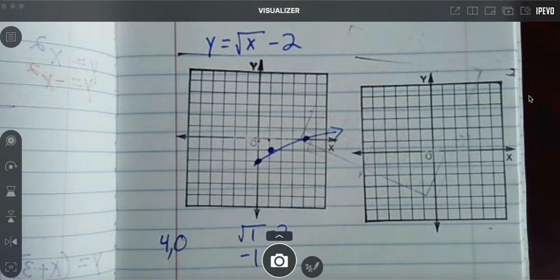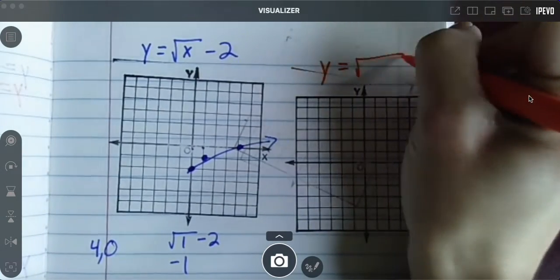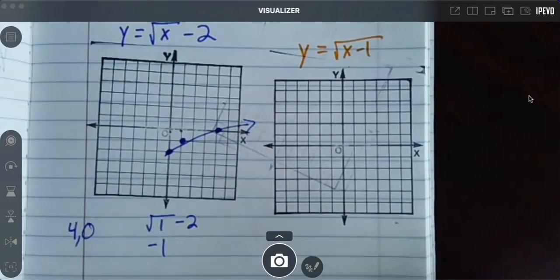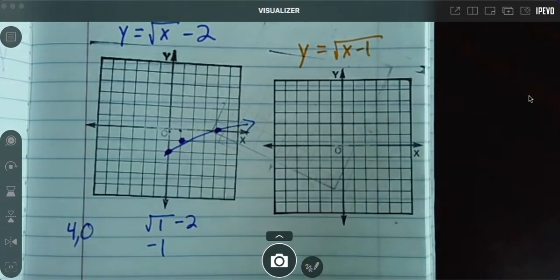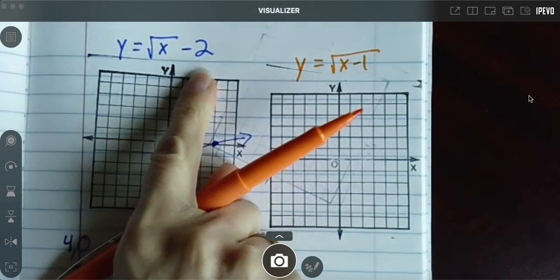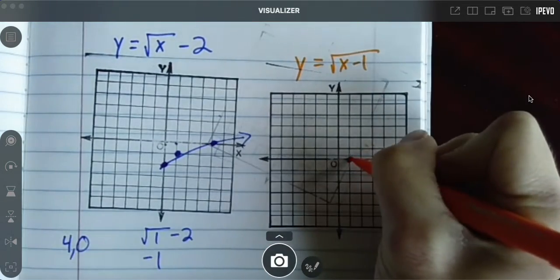What if I had the square root of x minus 1. Y equals the square root of x minus 1. Without the calculator, where's that one moving? To the right. This one moved down. This one moved to the right. So I know my starting point is right here.